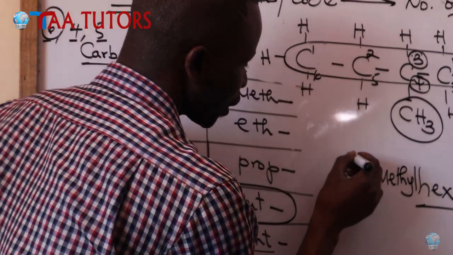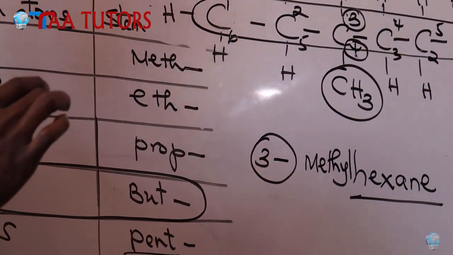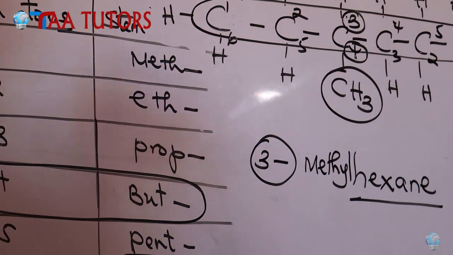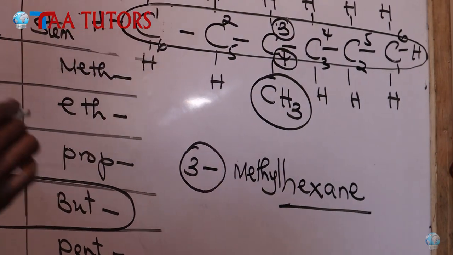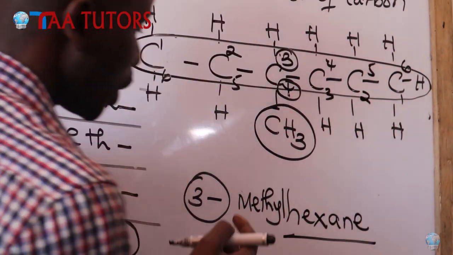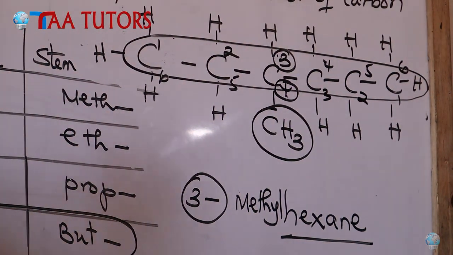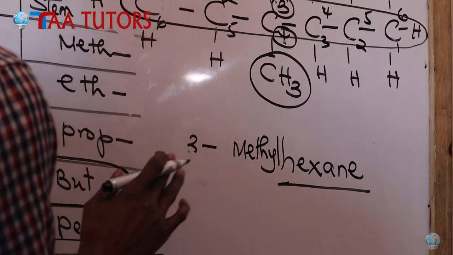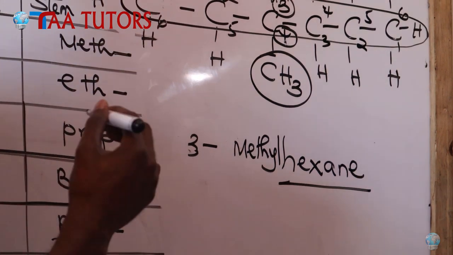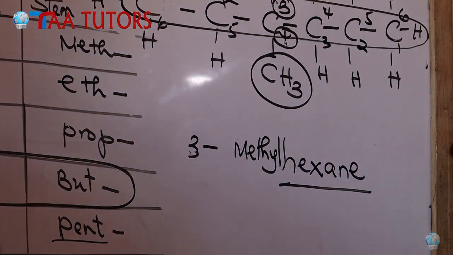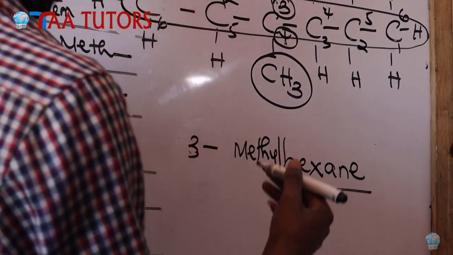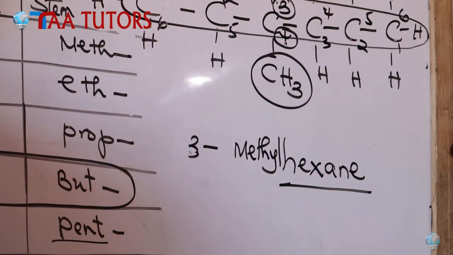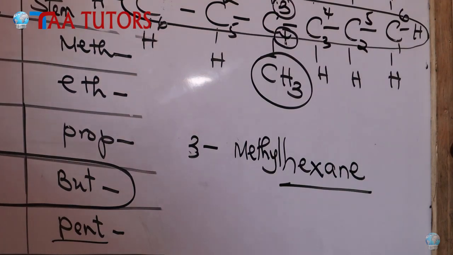This part here is my locant. It is telling me that the branching group methyl is connected to the third carbon atom in the chain hexane, meaning the chain with 6 carbon atoms. So how do we read this thing? We say the name of this particular compound I've drawn here is 3-methylhexane. Don't say just methyl, no. 3-methylhexane. That is the name of this particular molecule.